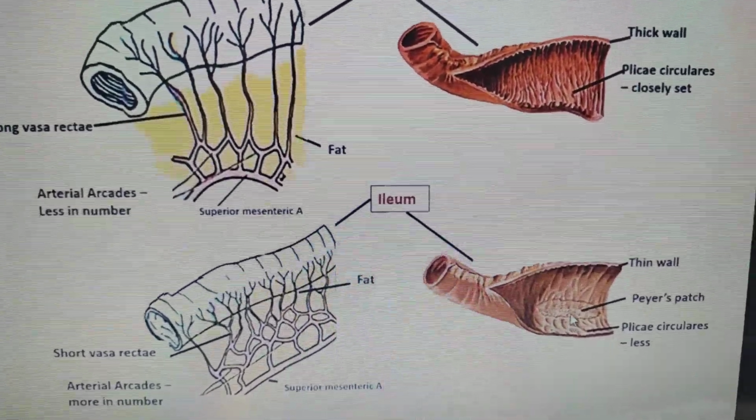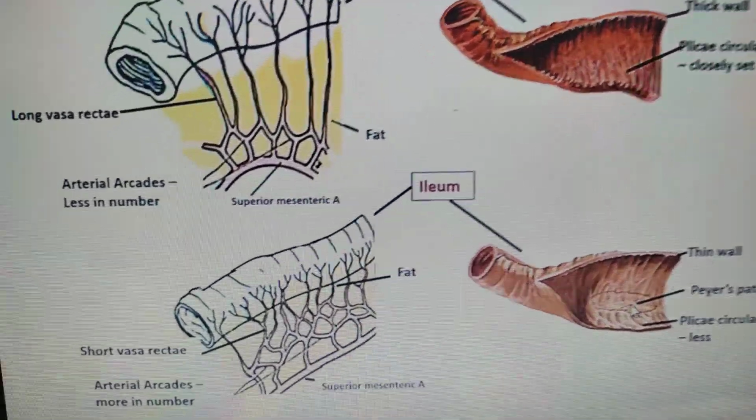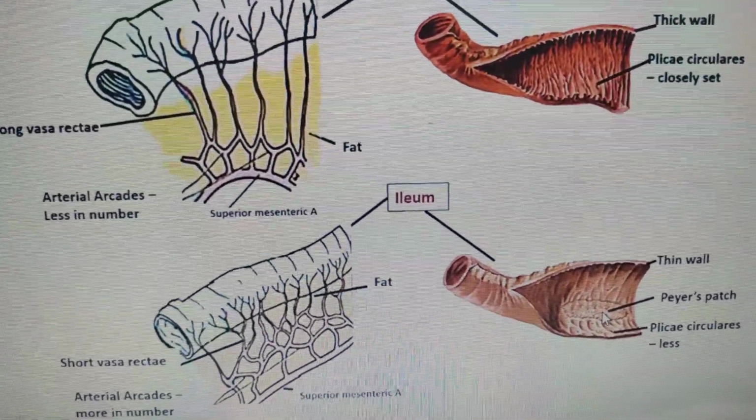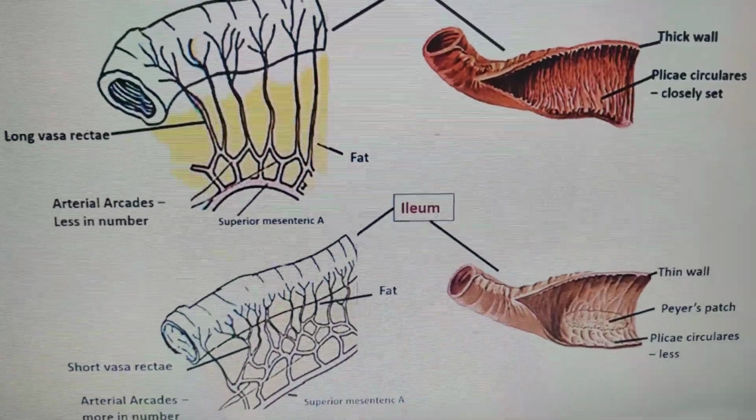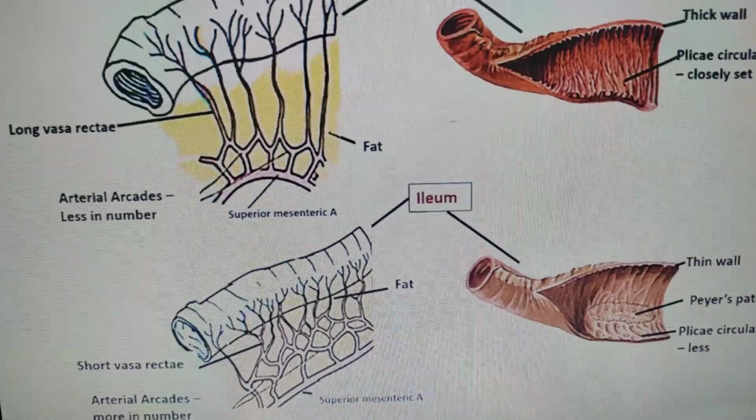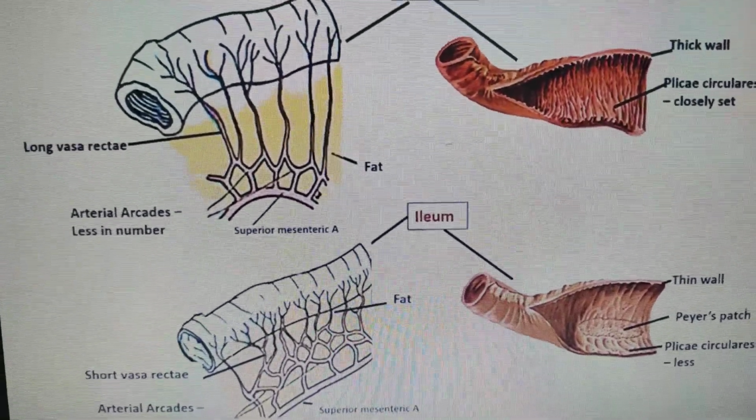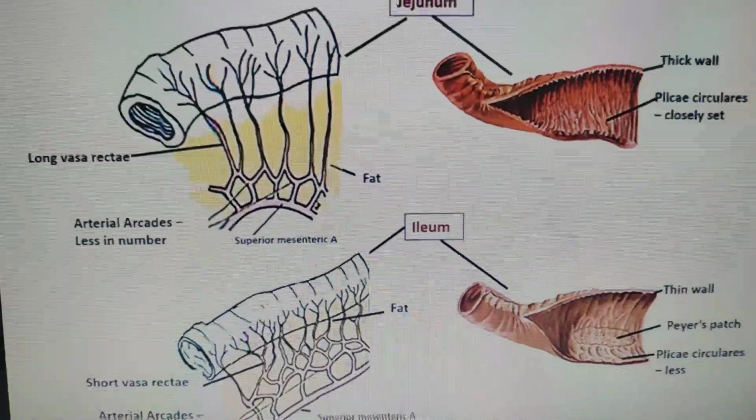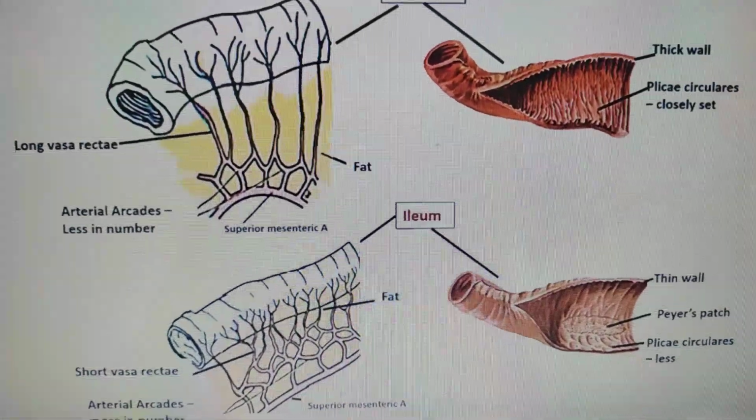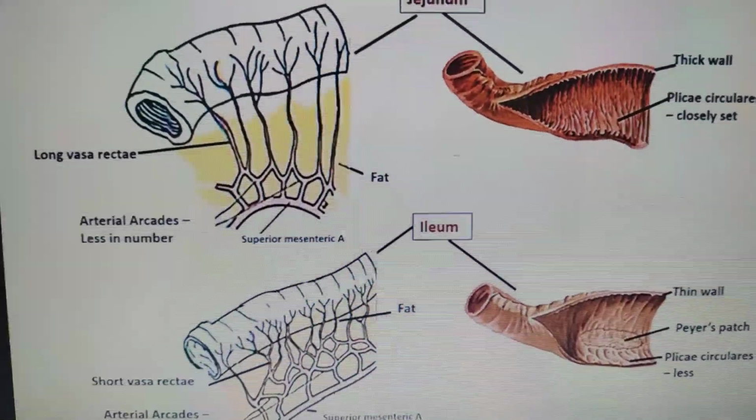Okay, now here one more thing is Peyer's patches. So what is Peyer's patches? Peyer's patches are a collection of solitary lymphoid follicles, formed by the aggregation of lymphocytes and plasma cells. Now Peyer's patches are absent in the jejunum, while they are more in number in the ileum, and over the Peyer's patches villi are absent.